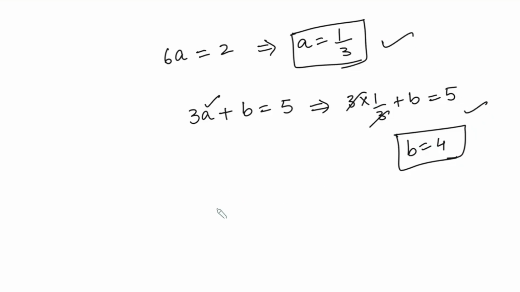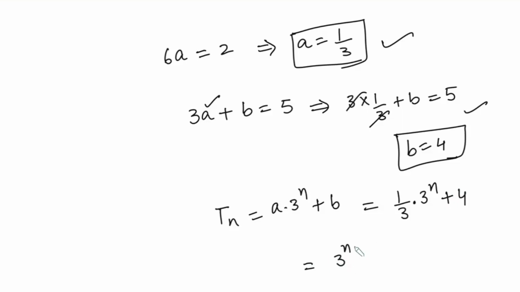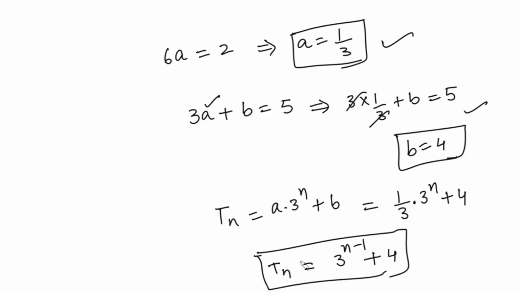Now we can find Tn. Tn was equal to a times 3 to the power n plus b. Replacing a and b here, we get 1 over 3 times 3 to the power n plus 4, which can also be written as 3 to the power n minus 1 plus 4. Now we know the nth term of this series. We can take summation of the nth term, and that will give you the sum of the series. So taking summation of nth term will give you the sum of the series.